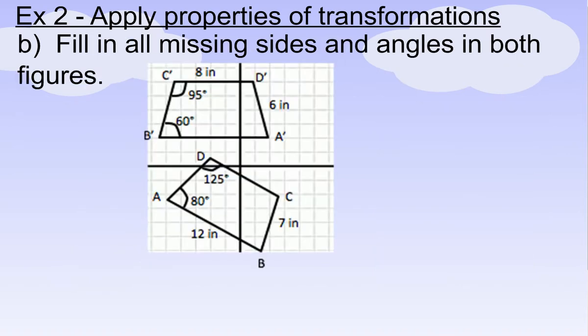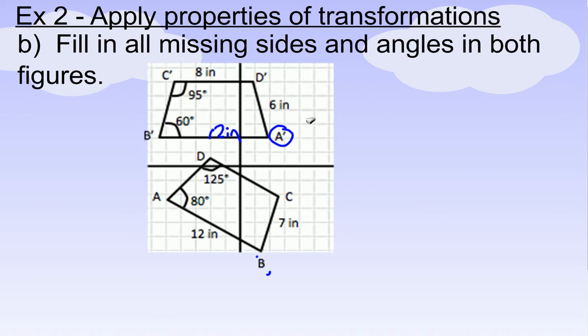Letter B says find all of the missing sides and angles in both figures. Okay, so first thing I'm doing is I'm looking and I see I've got A, B, C, D, A prime, B prime, C prime, D prime. So if you match it up, this A, B would match up with A prime, B prime. So AB here is 12, so this A prime, B prime would be 12 inches.